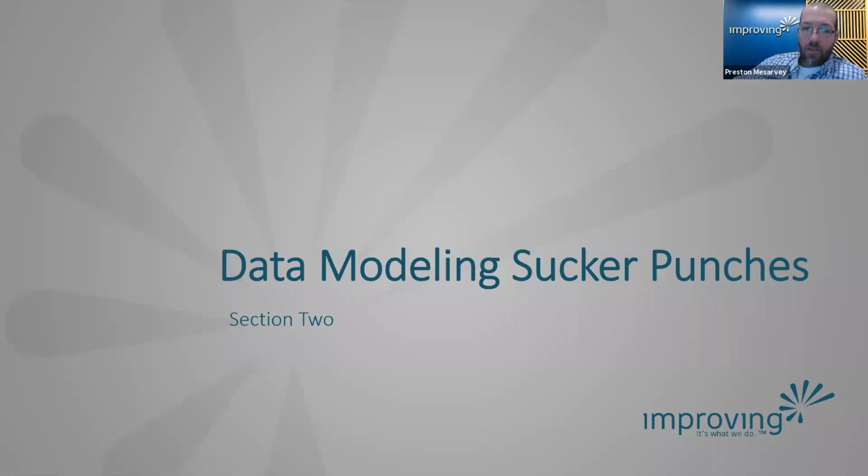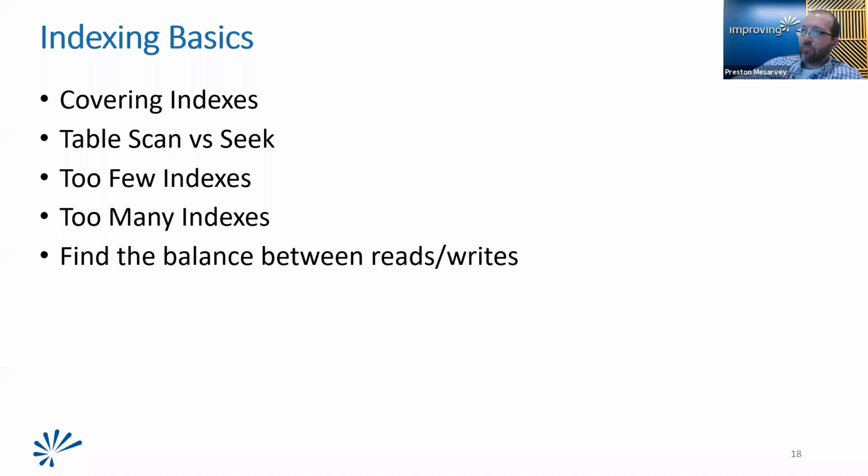All right, so let's talk about some data modeling sucker punches. I think we kind of talked a little bit about indexes already, but covering indexes, that's the key. You want to make sure that all of your queries are able to utilize indexes. We've already seen examples of table scans versus table seeks. There can be too few indexes and there can be too many indexes. The sweet spot is finding what that balance is between writes and reads on the database.